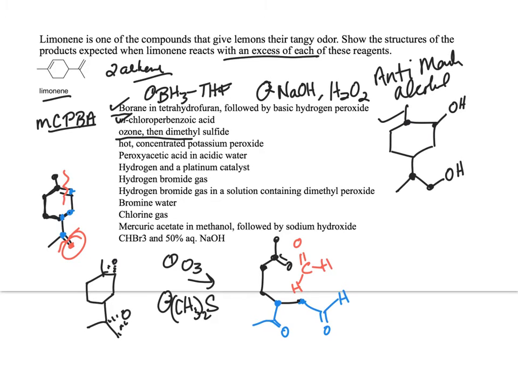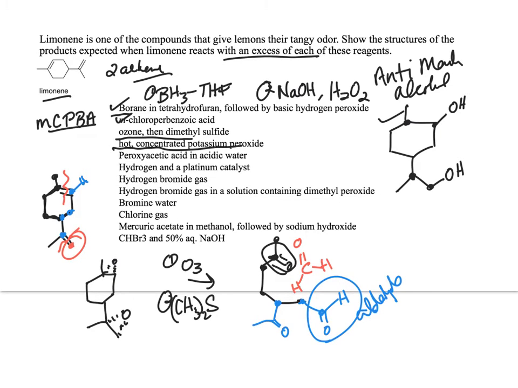It will cleave the carbon-carbon double bonds, and if it's disubstituted, like this one, you get a ketone. It's a ketone. If it is monosubstituted, then it has a hydrogen here, so it becomes an aldehyde. Okay, so that's an aldehyde.